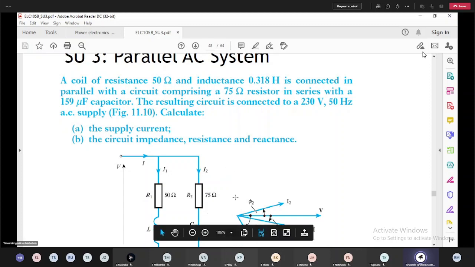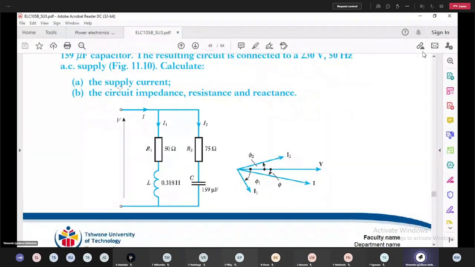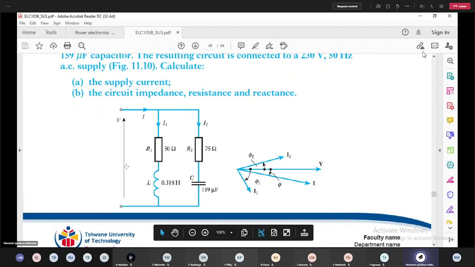Right, another example. A coil of resistance 50 ohms and inductance of 0.318 henry is connected in parallel with a circuit comprising a 75 ohm resistance in series with a 159 microfarad capacitor. The resulting circuit is connected to a 230 volt, 50 hertz AC supply. Calculate the supply current, and the circuit impedance, resistance, and reactance. So there you have it, a circuit that looks like this.